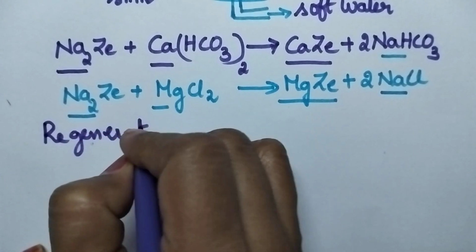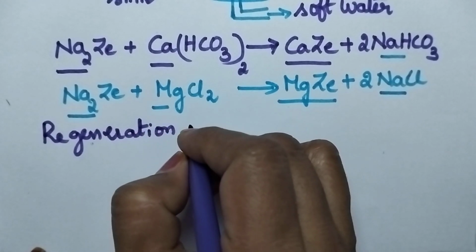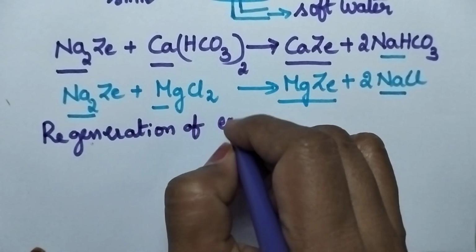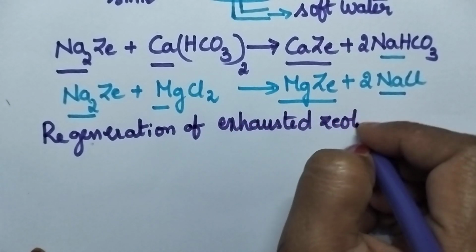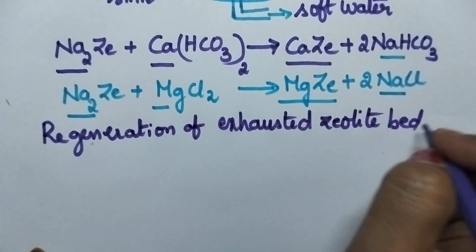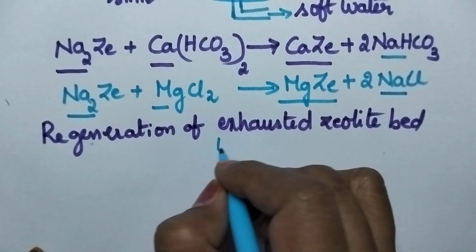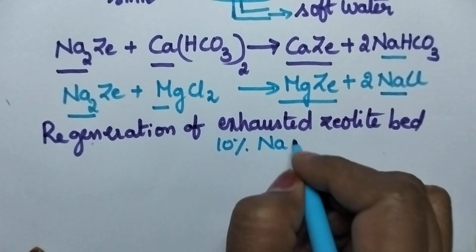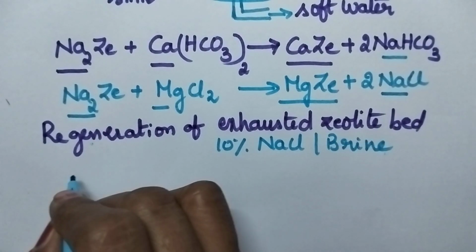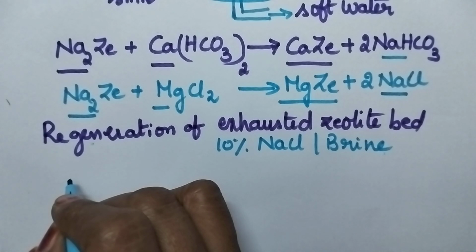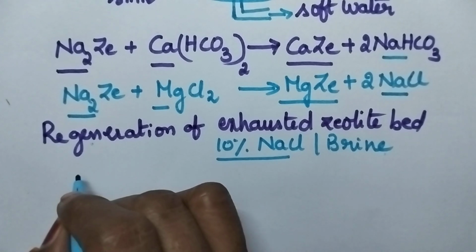So coming to the regeneration of the exhausted zeolite bed, it can be done by washing with 10% NaCl solution, that is called brine solution. So let us see how the exhausted zeolite bed can be regenerated by washing with 10% NaCl solution.